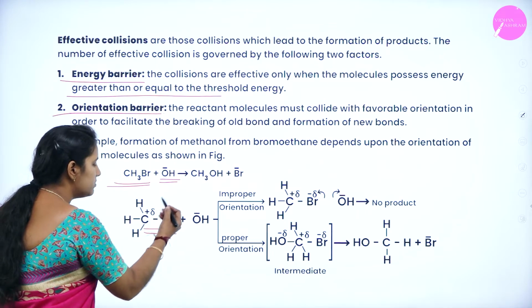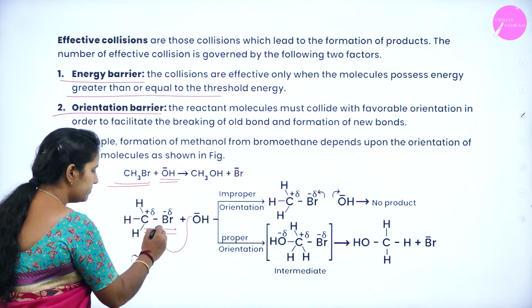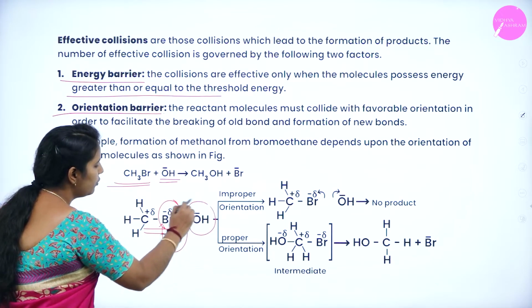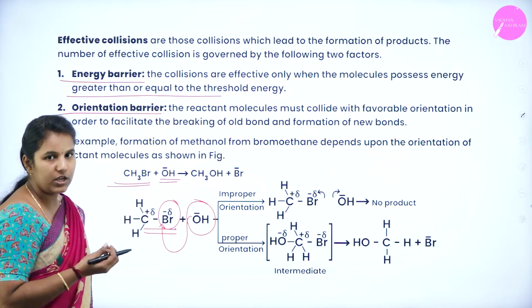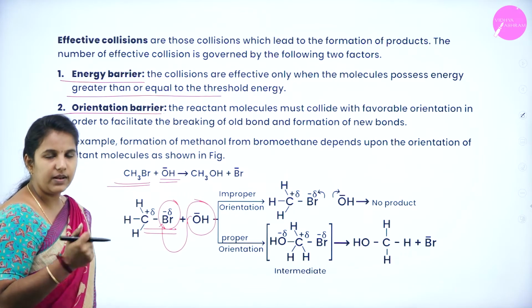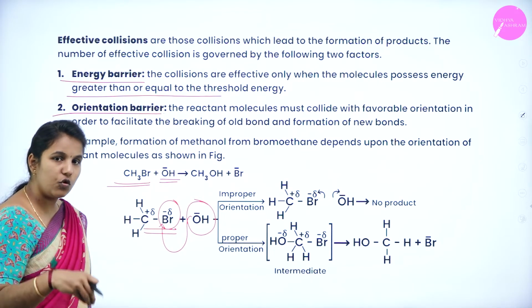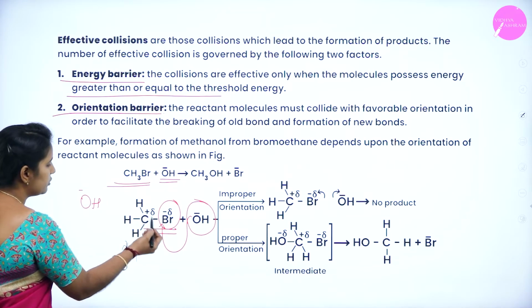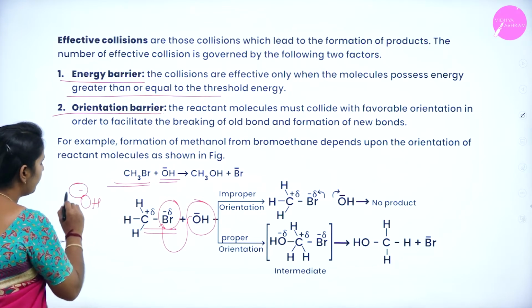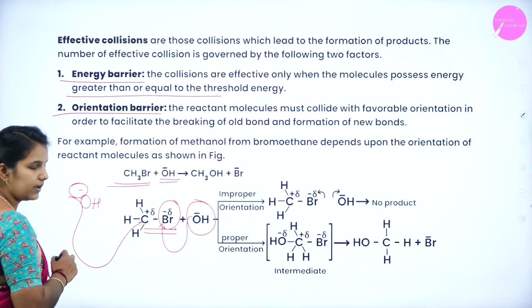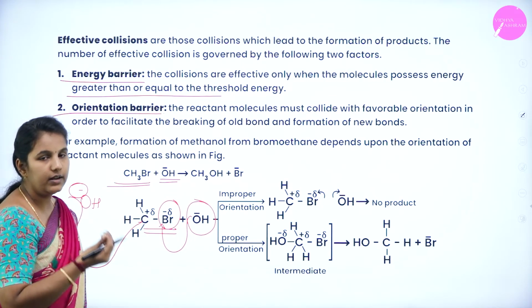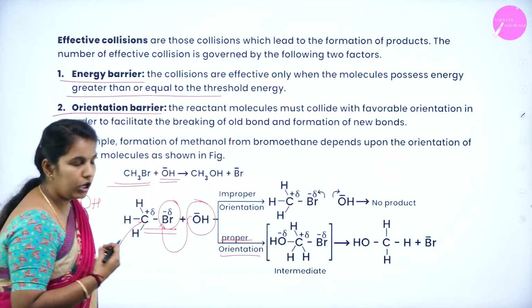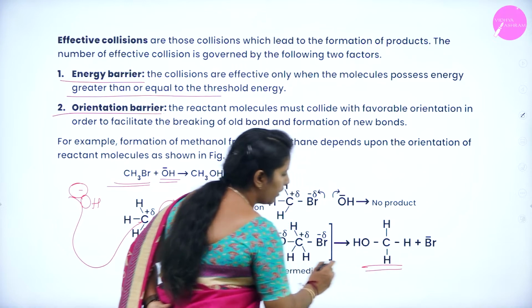When a nucleophile comes and attacks this position, we know that the bromine has a partial negative charge and our nucleophile also has a negative charge. So that repulsion will take place. Then from which position does this OH minus ion have to attack? From the direction opposite to that of the bromine. So this nucleophile has to come and attach to the carbon in the direction opposite to the bromine.